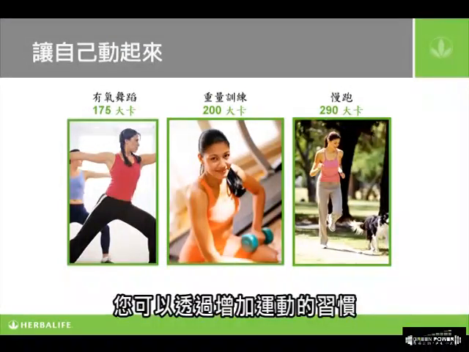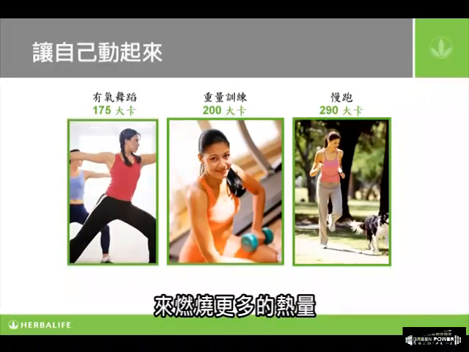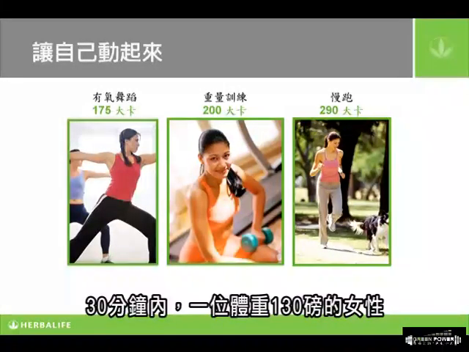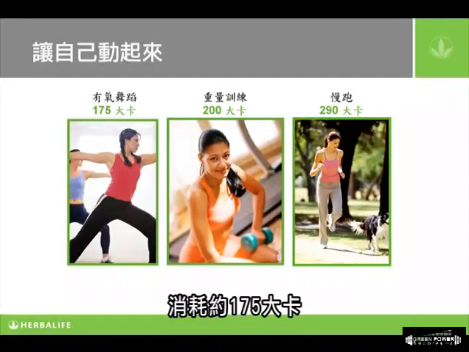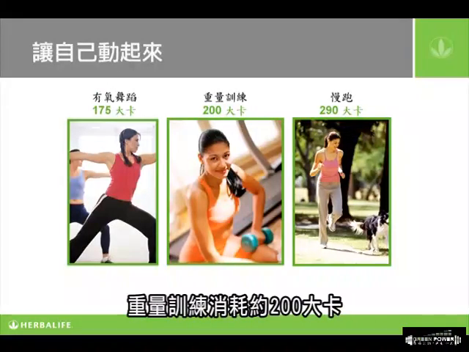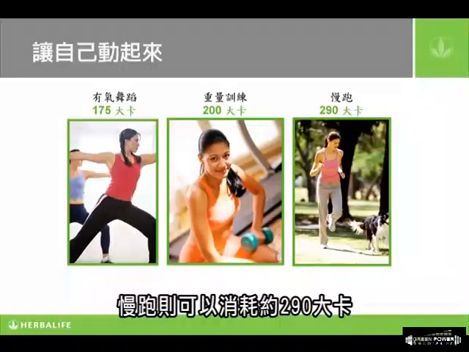You can boost the amount of calories you burn by adding exercise to your routine. In a 30-minute period, a 130-pound woman could burn about 175 calories during a moderate aerobics class, 200 calories while weight training, and 290 calories while jogging.